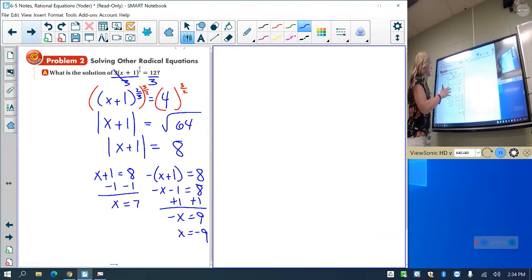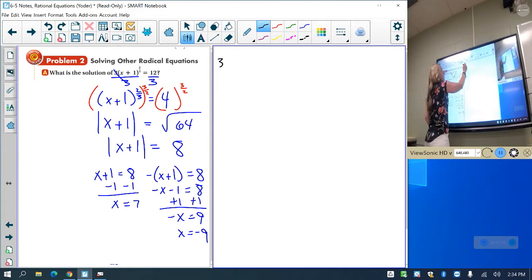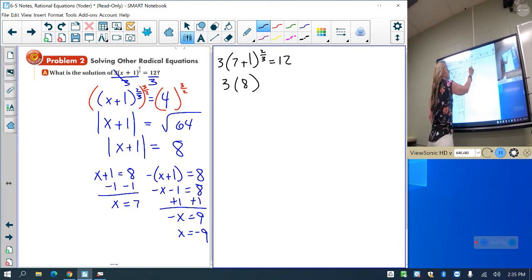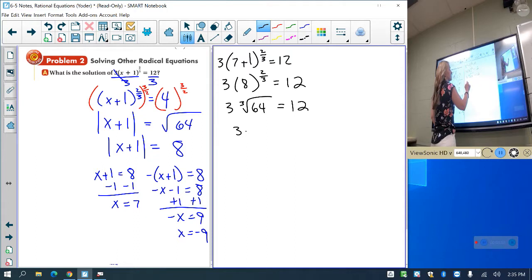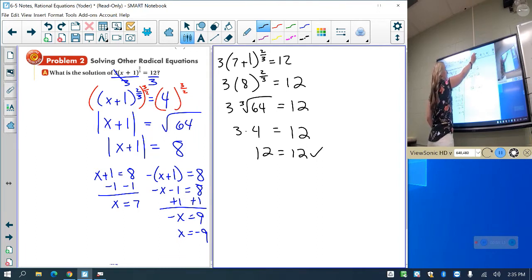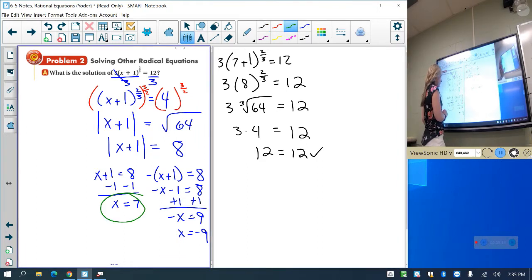I'll use a new page to check. So I'm going to plug in 7 up here. So I have 3 times 7 plus 1 to the 2/3 power equals 12. So I have 3 times 8 to the 2/3 power equals 12. 8 squared is 64. So I have the cube root of 64, which is 4. 12 equals 12. Works out. Okay, let's go ahead and check the other one. So we know that 7 works.